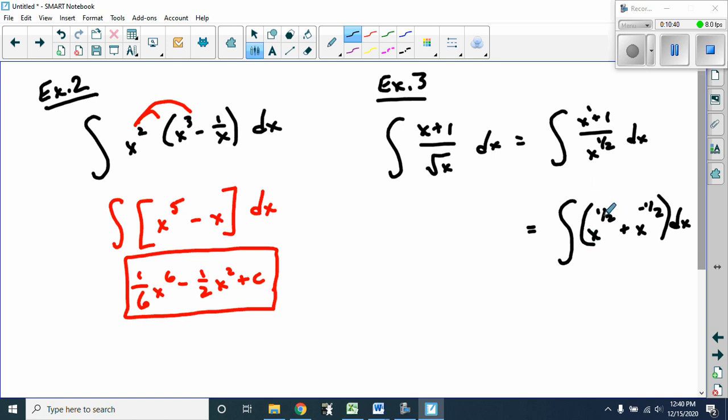And integrate. Add 1 to the exponent. Divide by 3/2. Same thing as multiplying by 2/3. Add 1 to the exponent. Divide by 1/2. Same as multiplying by 2/1.